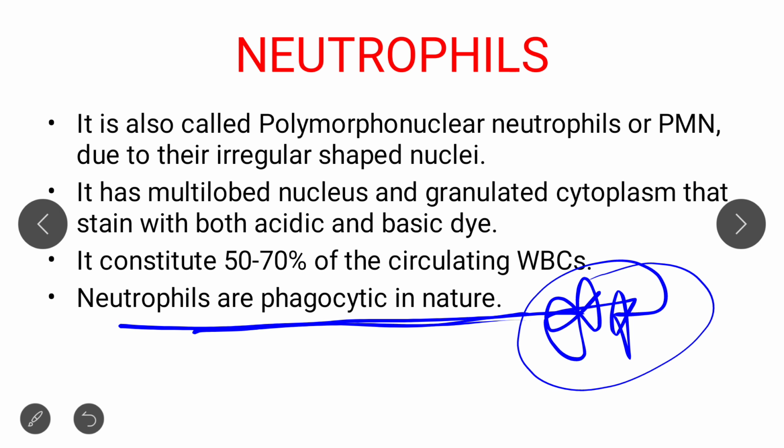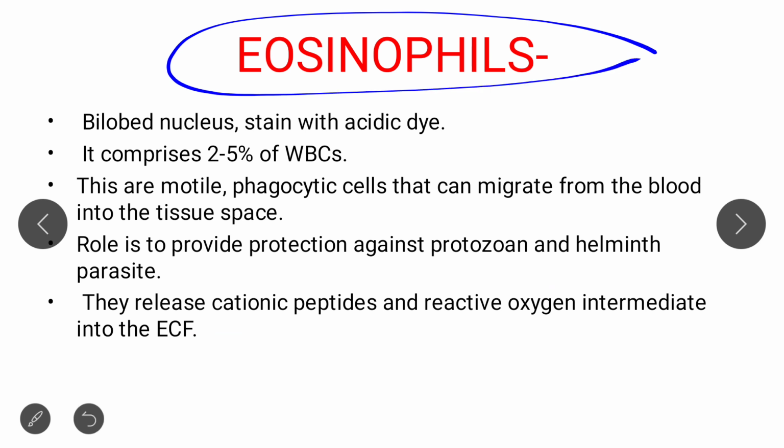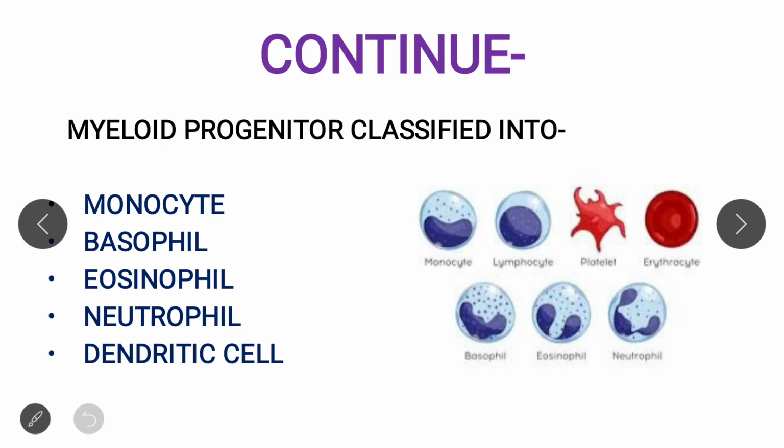Now the next slide is of eosinophil. So what are eosinophils? First of all, I want to remind you that eosinophil has a bilobed nucleus. Just look at this picture. See, one lobe and another lobe. So it has two lobes, that is a bilobed nucleus. I think now this will be clear.